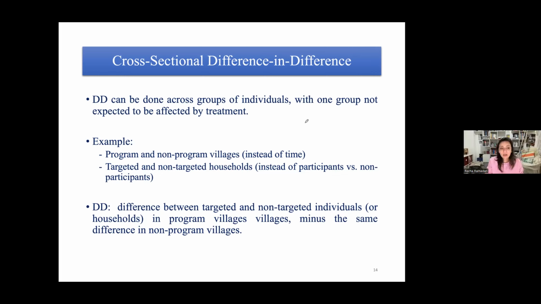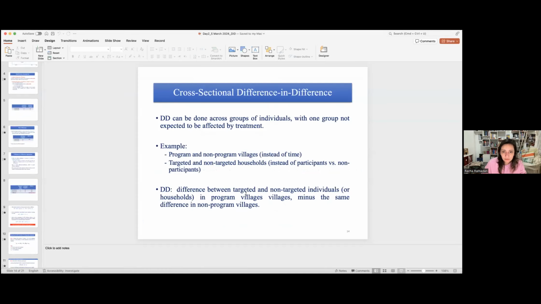And so here the difference in difference will be the difference in the outcome of the targeted individuals or households in villages where the program is applied and in villages where the program is not applied, minus the difference in outcome of non-targeted individuals in villages where the program was applied and in villages where the program was not applied. So it's the same idea as our table with the ABCD, but instead of over time, we'll have it over villages. This is a typo. Let me remove it.